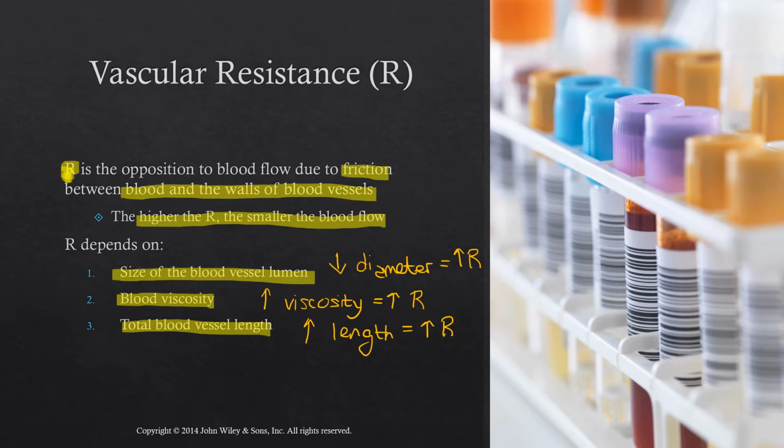And then the opposite is true for all of these as well. So a larger diameter is going to have a decrease in vascular resistance, lower viscosity is going to have a lower resistance, and a shorter length is going to have a lower resistance as well.